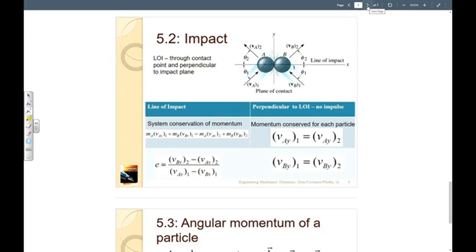Once we've defined those, we've got a different set of equations we can use, and that's what we're showing here. Along the line of impact, we use conservation of momentum for the system and the coefficient of restitution. Perpendicular to that, in the plane of impact direction, life was easy: whatever the velocity was before is equal to my velocity after. Maybe this is x and y, so these would be my y directions. Use the right set of equations for your impact problem.